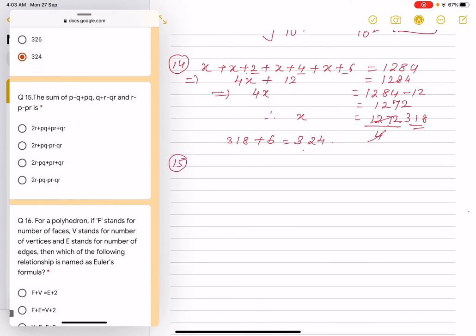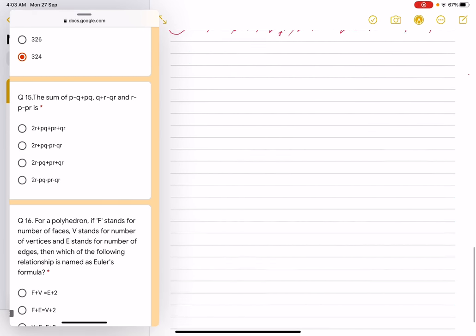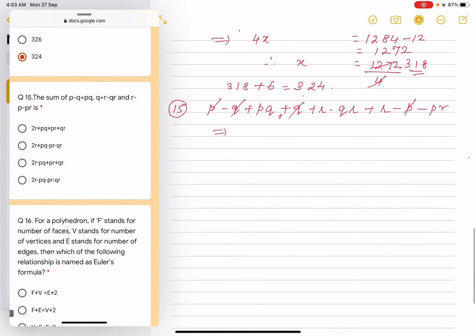Now 15th number, we have to be fast. P minus Q plus PQ, Q plus R minus QR, R minus P minus PR. I am adding very quickly. We have to be fast. So let's see, P cancels, Q will be cancelled. Yes, got it. Anything more? We can't reduce it. So we write 2R plus PQ minus QR minus PR.